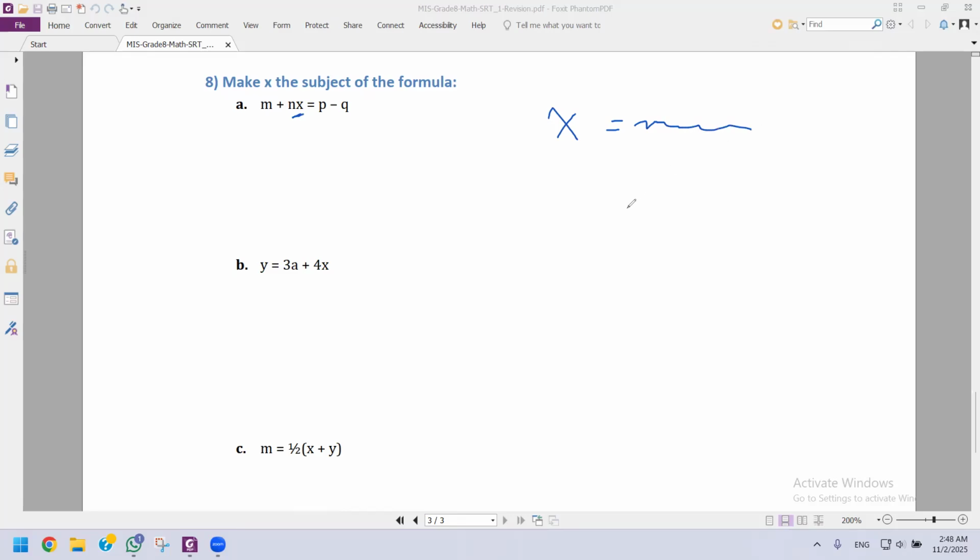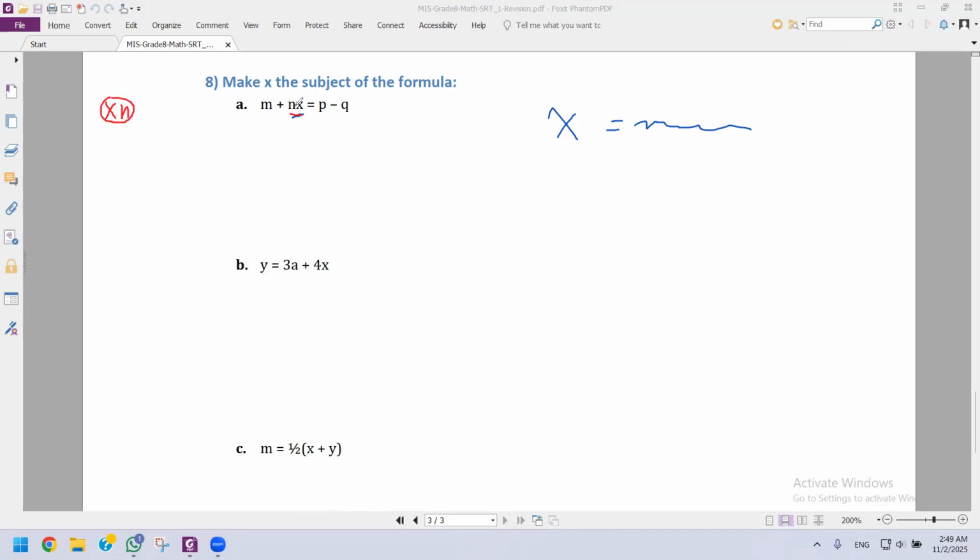How can I make that? I need x to be alone, we said. So, I check what do I have next to x, and I do the opposite. What does that mean? Let's check step by step. Okay, tell me, what do I have next to x, with the operation of it? So you will say that next to x I have times n.